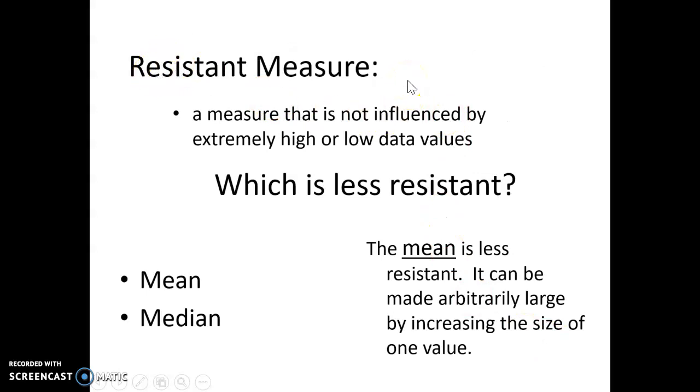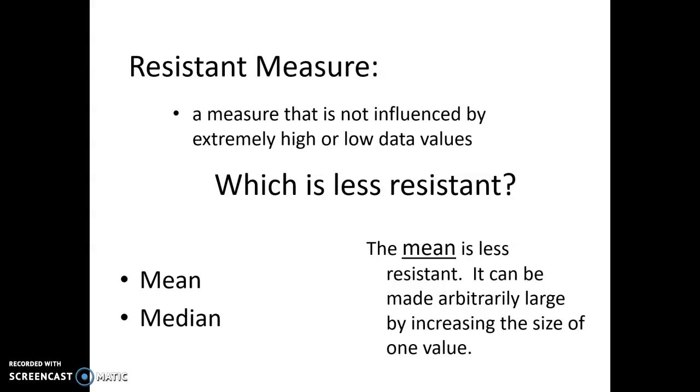Resistant measure. An example of a resistant measure is if we look at the ages in our class. Who do you think is an outlier for the ages in our classroom? I know we're not in class right now, but who is an outlier? Well, I would be an outlier. I am older than you by several years. I am different than the rest of you. I am an outlier. So the mean is less resistant.